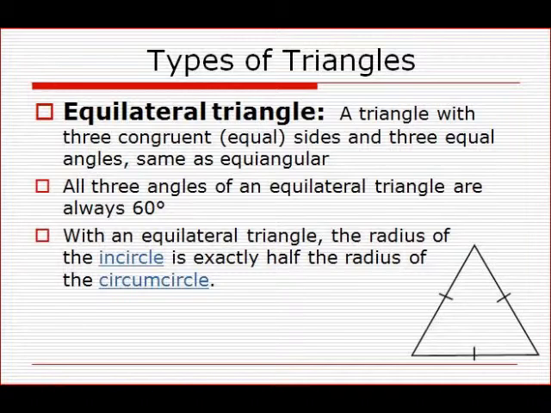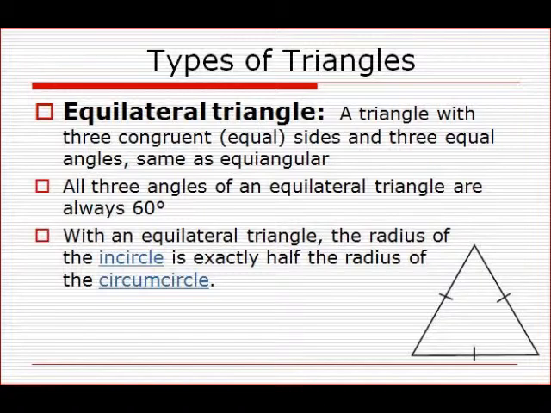Since the angles are the same and the internal angles of any triangle always add up to 180, that makes them 60 degrees each. The area of an equilateral triangle can be calculated in the usual way, but in this special case it is also given by the following formula: the square root of 3 over 4 times s squared, where s is the length of any one side.